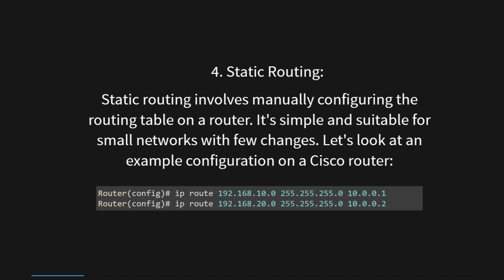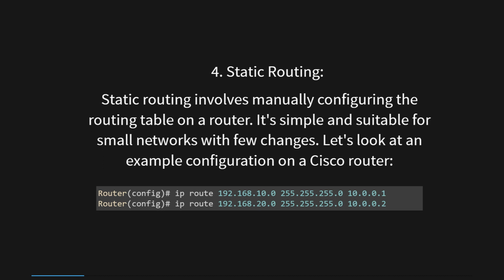The provided example demonstrates the configuration of static routes on a Cisco router. With the IP route command, specific destination networks are defined along with their corresponding subnet masks. The next hop IP addresses are also specified, indicating the specific router interface or gateway through which the router should forward packets destined for the defined networks. While static routing is easy to set up and understand, it can become cumbersome and less scalable in larger and more dynamic networks that experience frequent changes in topology.